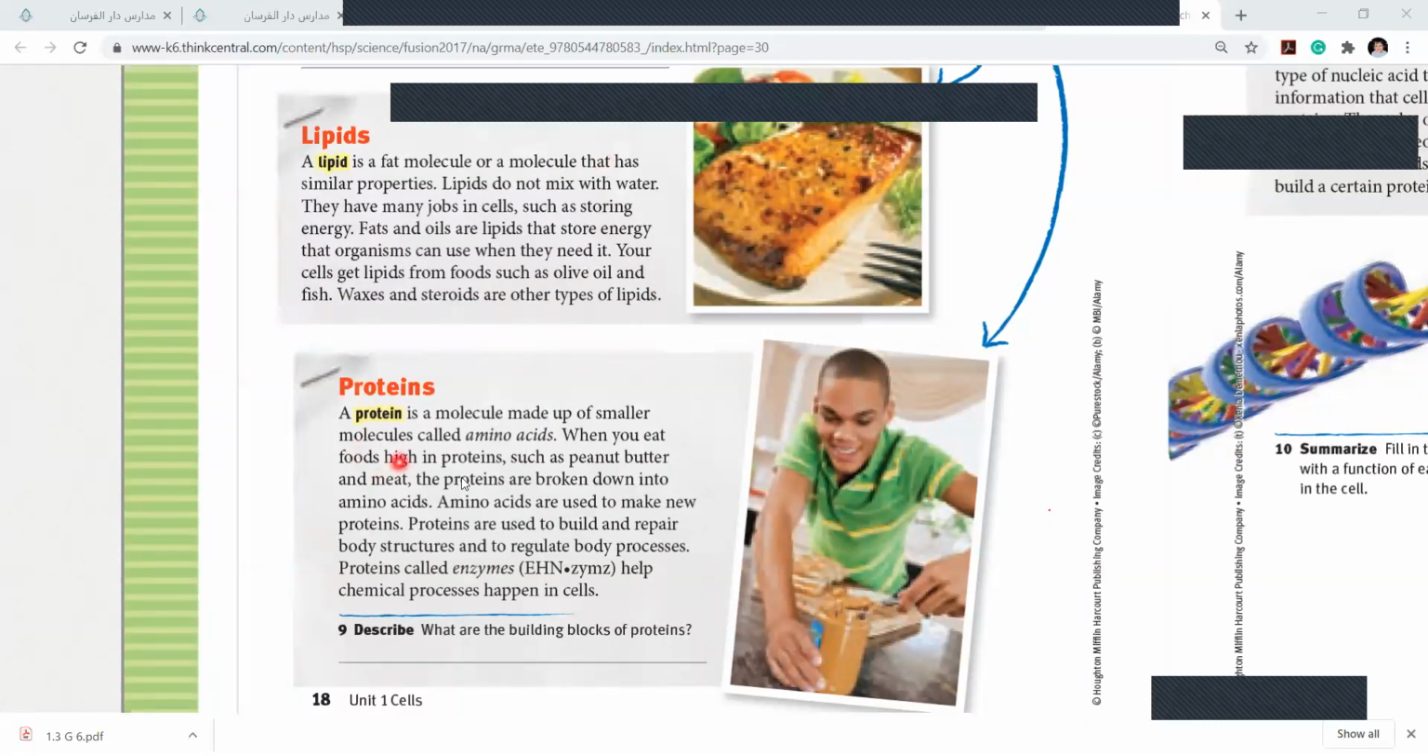Next. Protein. A protein is a molecule made up of smaller molecules called amino acids.